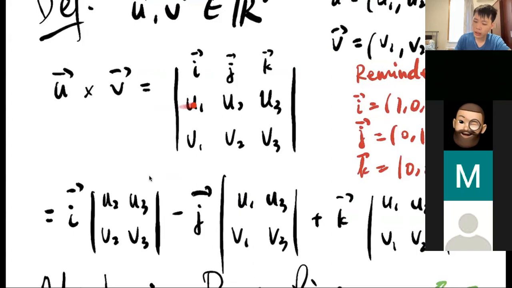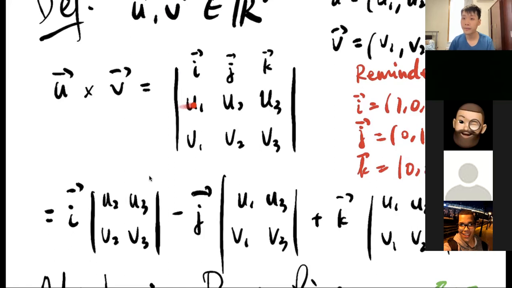And to see why the two vectors being parallel gives 0, if the two vectors are parallel, that means one of them is actually a scalar multiplication of the other. All right, and then when you have one of the vectors as a scalar multiplication of the other.